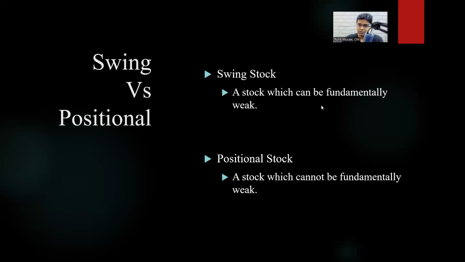The definition of positional stock is a stock which cannot be fundamentally weak. So if a stock is fundamentally weak, you cannot take a positional trade in that stock. In positional trade, we have a long-term horizon. Okay. So let us define what is a swing and a positional stock. For that, you need the fundamental criteria.